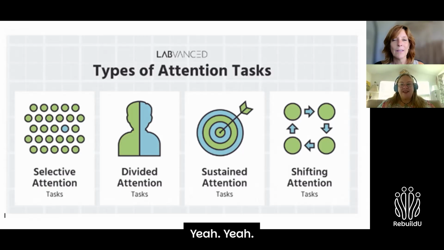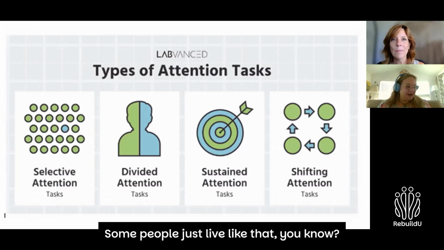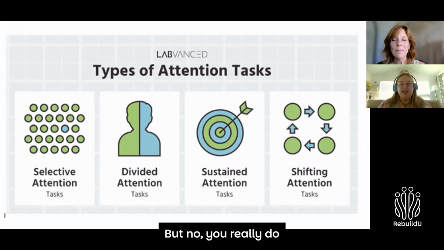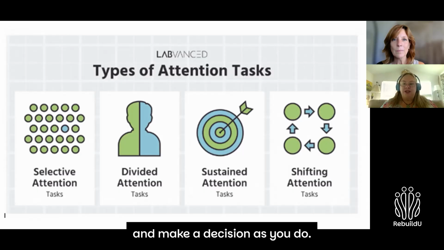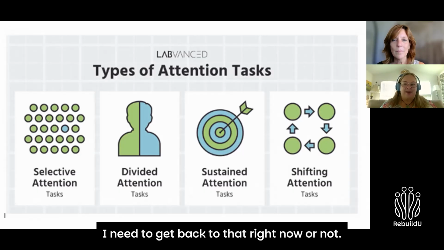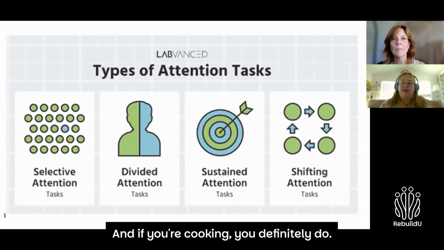Some people just live like that, but no, you really do have to remember what you were doing and make a decision as to, do I need to get back to that right now or not? And if you're cooking, you definitely do.